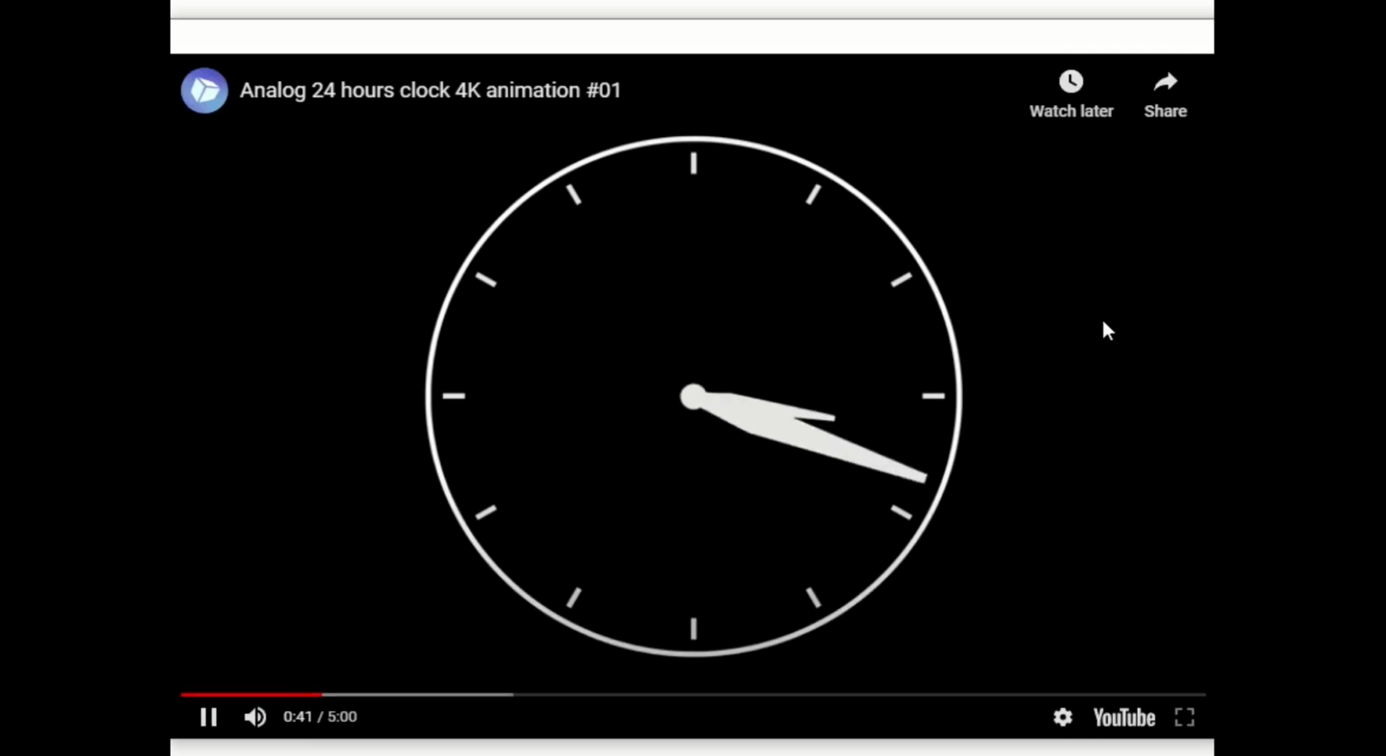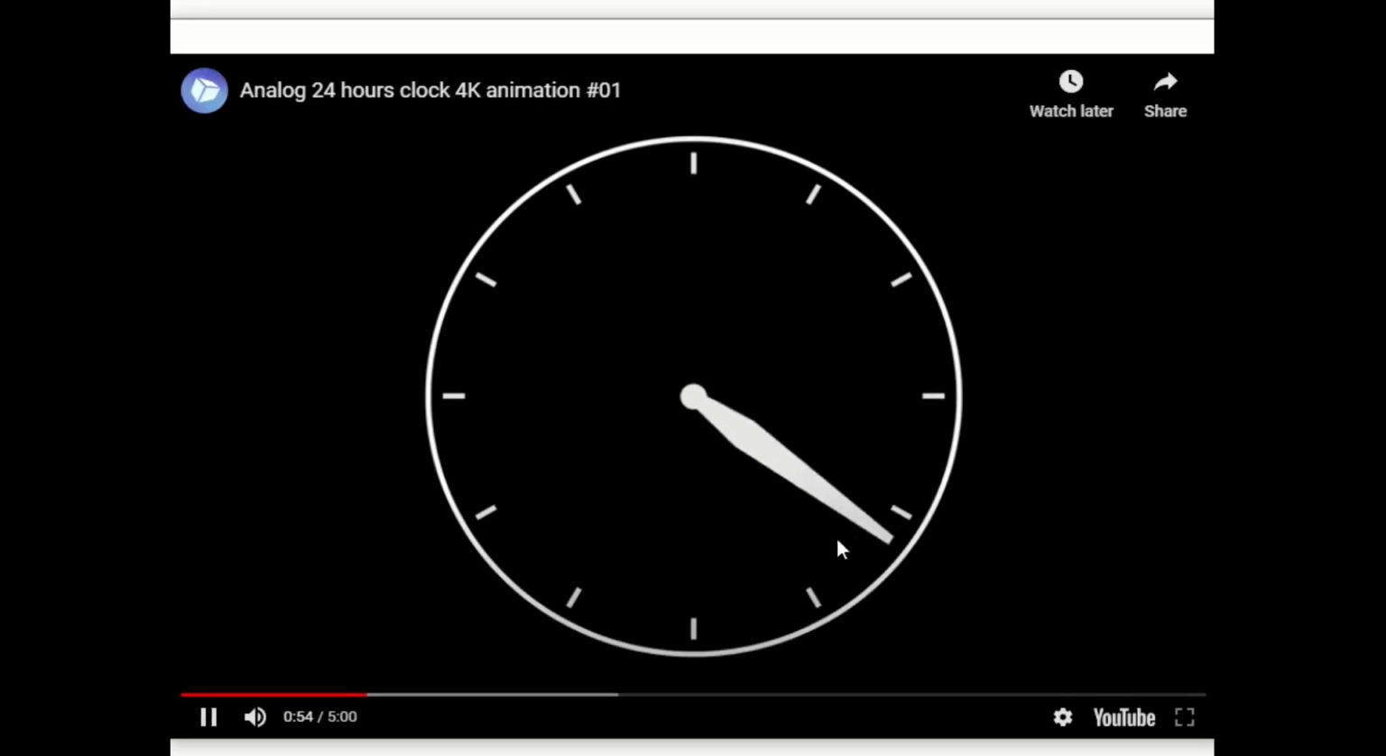3:10, 3:20, 3:30, now 3:45, 3:55, 4 o'clock. You can see what happens when this minute hand gets to that point. It's halfway between those 2 hours, so we say it's to the next hour on the clock.